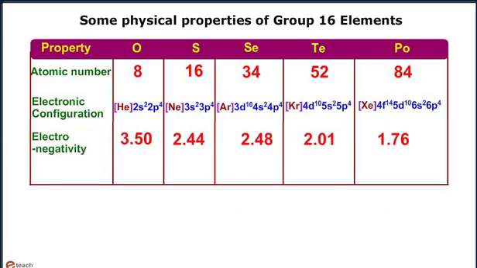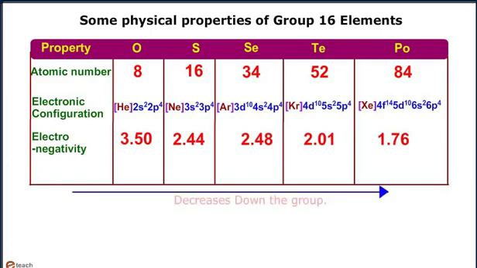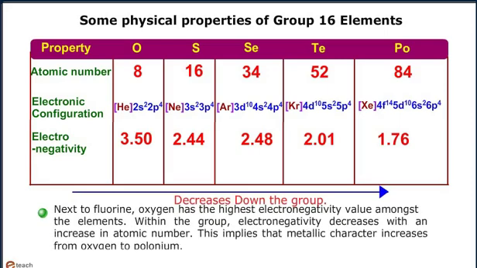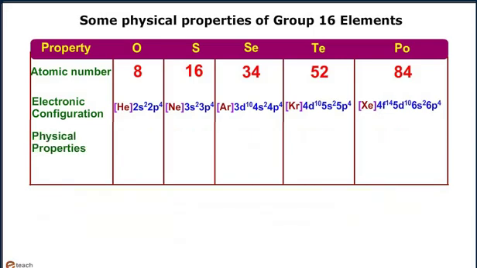Now observe the variation in electronegativity. It decreases down the group. Next to fluorine, oxygen has the highest electronegativity value amongst the elements. Within the group, electronegativity decreases with an increase in atomic number.